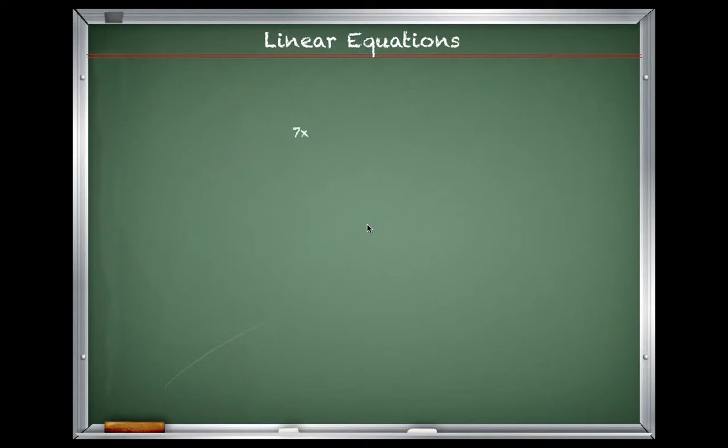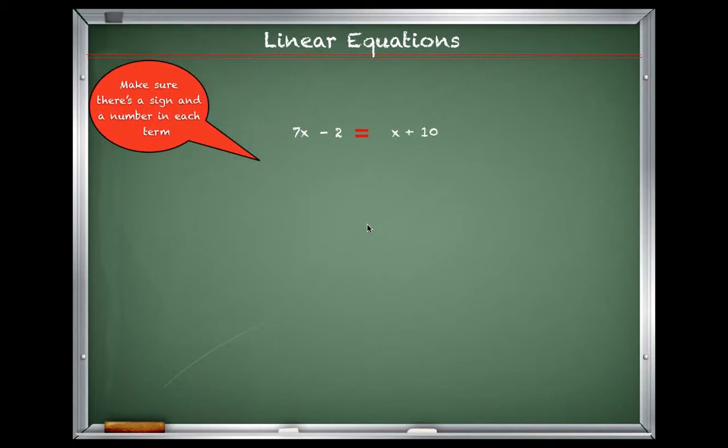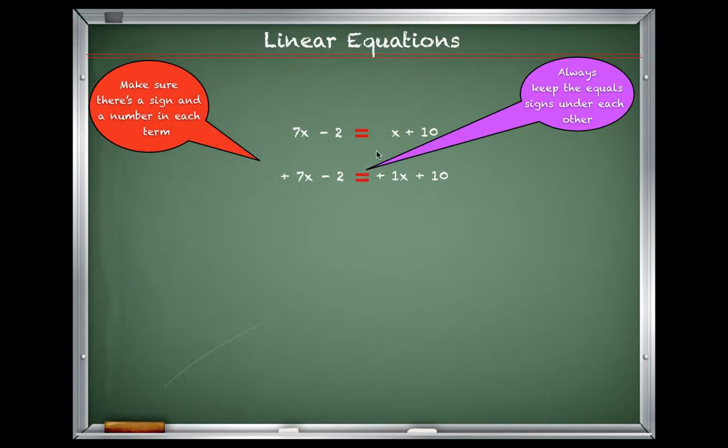So now let's have a look at how to solve this linear equation. So first we have to check, does it have a sign and a number in every term? And it doesn't, so we've added in a plus in front of the 7x and a plus and a 1 in front of the x. An important thing to notice here is that the equals is written under the equals in the line above it, and that's just to try and keep everything neat so that there's less chance of making a mistake.